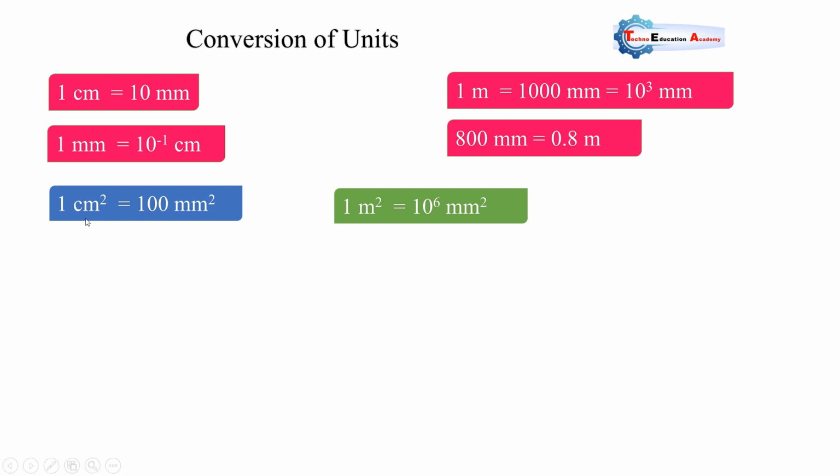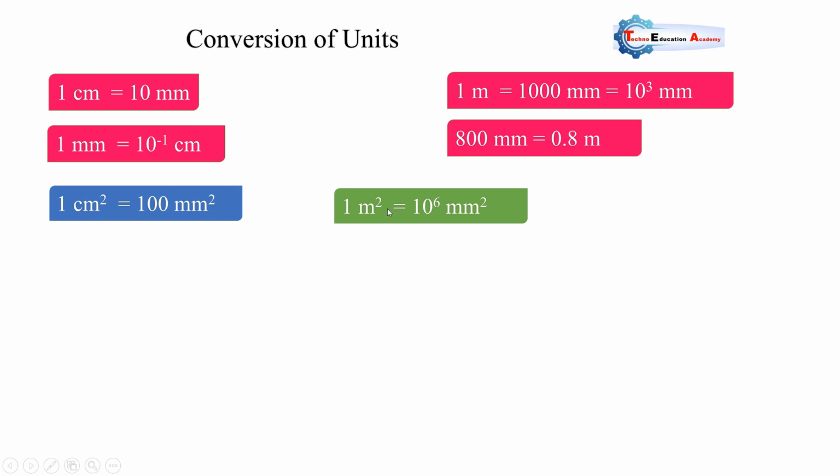So 1 centimeter equal to 10 mm. Here you can see this is the relationship: 1 centimeter square equal to 100 mm square, because we know that 1 centimeter equal to 10 mm. So here centimeter square will be there, so 10 raised to 2. So 1 centimeter square equal to 100 mm square.